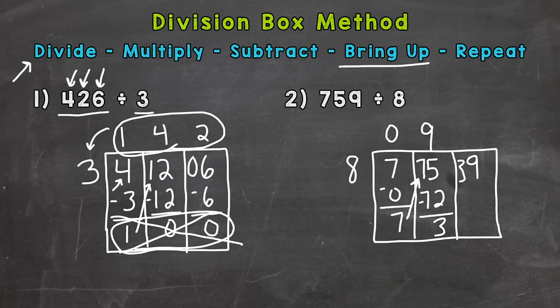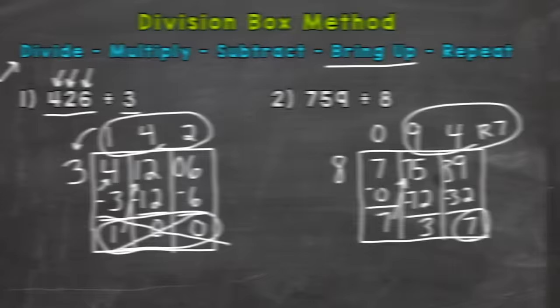So 39 divided by 8. So how many whole groups of 8 out of 39? Well, 8 times 4 is 32, and we know 8 times 5 is 40. So 5 is a little too many, so it's going to be 4. 4 times 8 is 32. Subtract, 39 minus 32 is 7. So this right here, this 7 is our remainder. So our answer is 94 remainder 7.